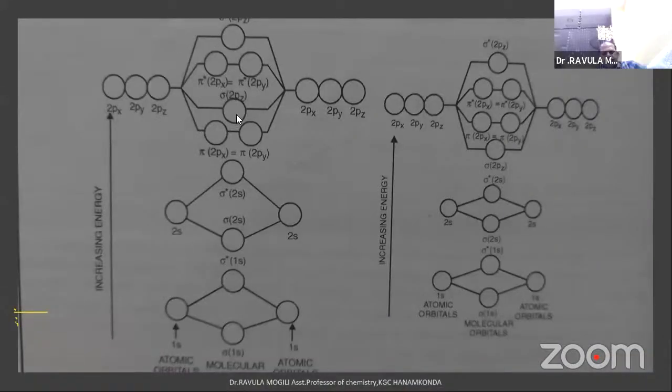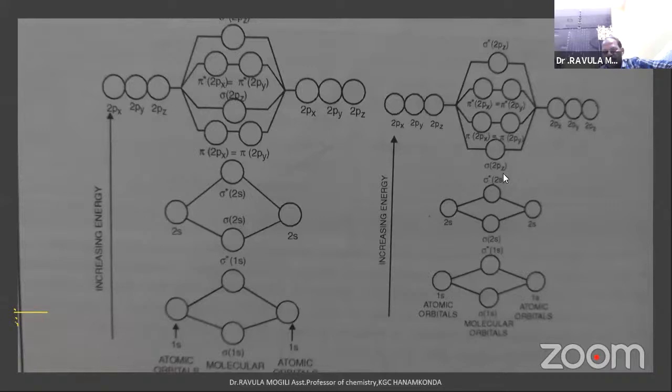So this is sigma 1s. This is sigma star 1s. This is sigma 2s, sigma star 2s. Then pi 2px and pi 2py. This is sigma 2pz. So here pi 2px, pi 2py, then sigma 2pz. Then pi star 2px equal to pi star 2py, and this is sigma star 2pz.